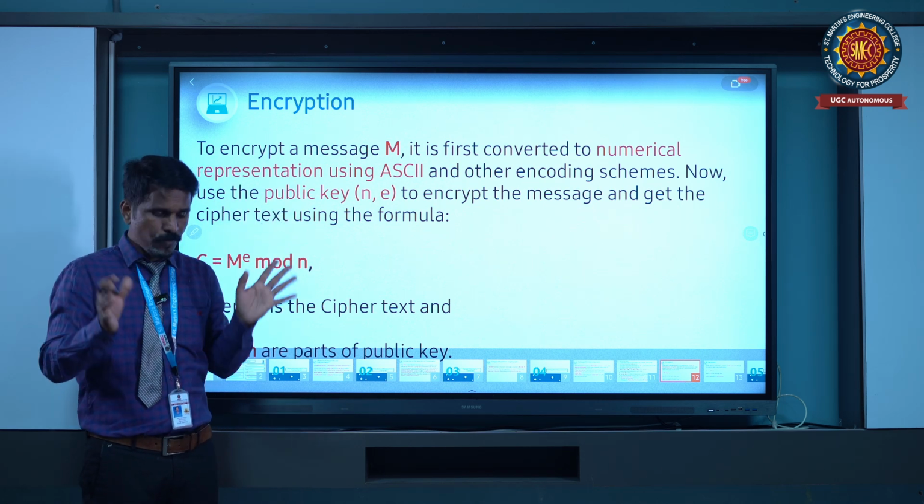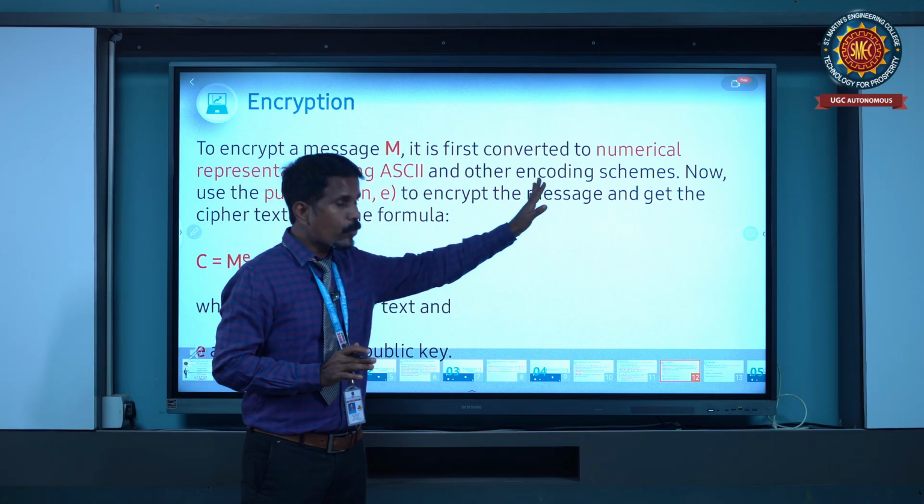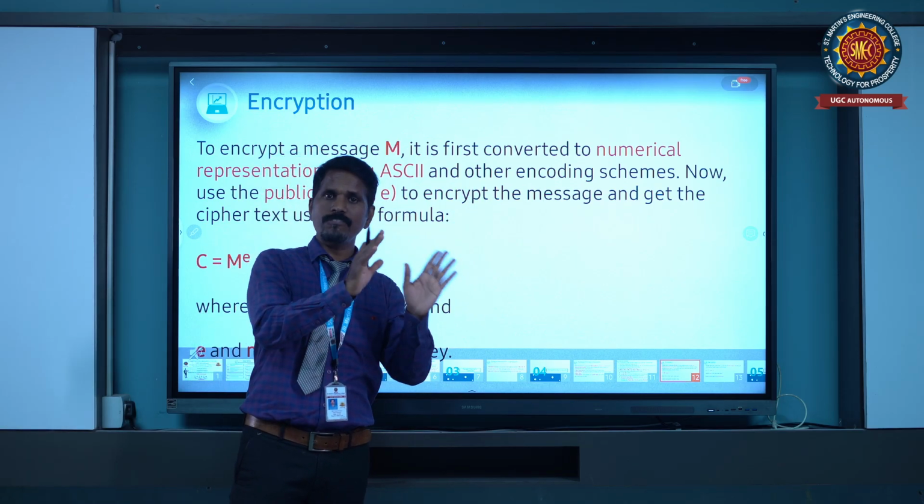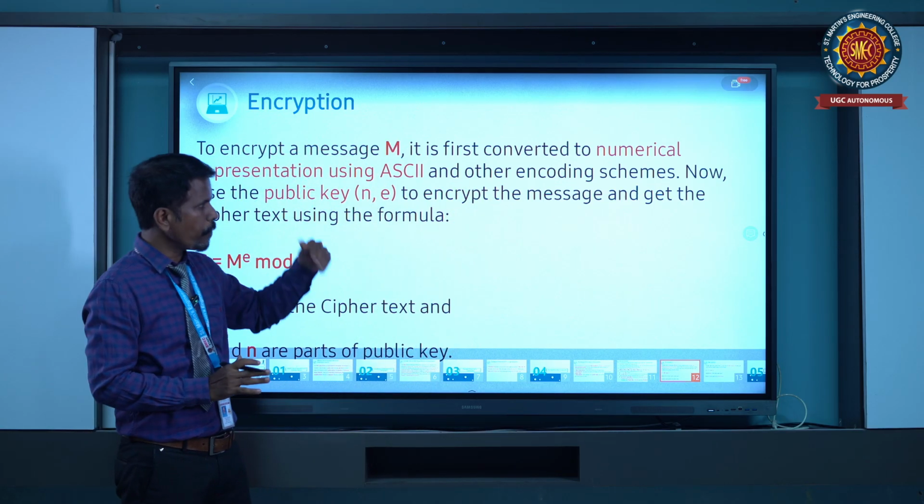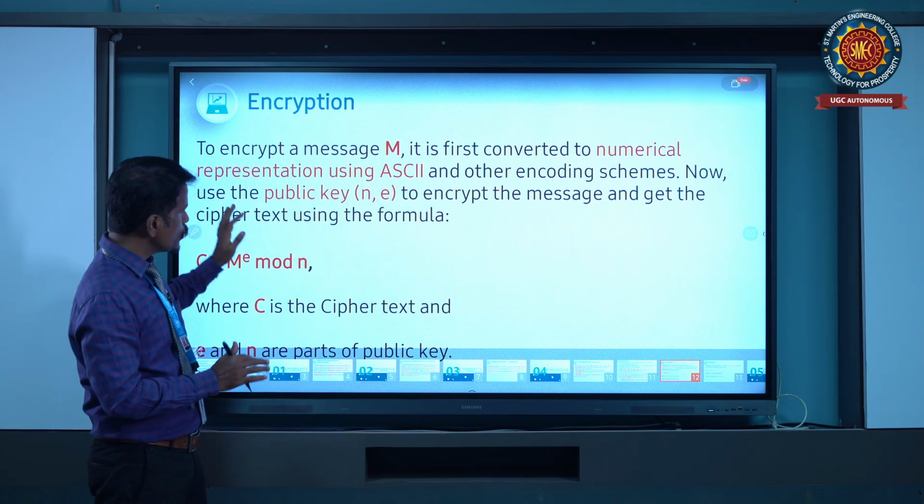ASCII values are well known. Other encoding systems also exist, other than UTF, apart from ASCII. So now use the public key.